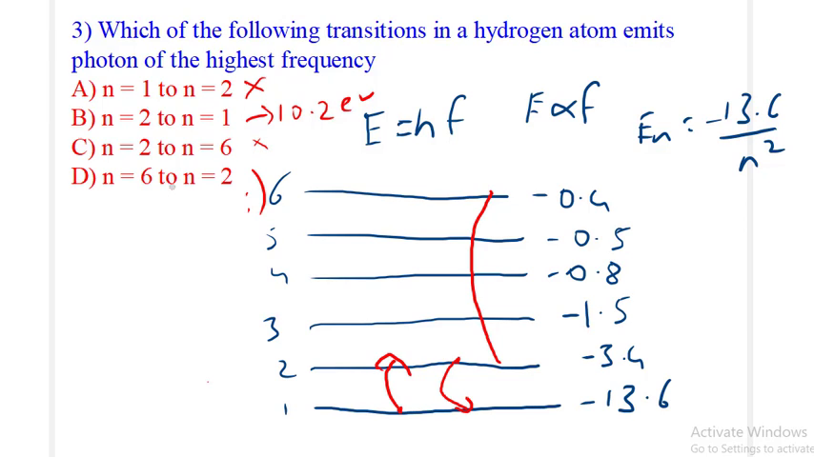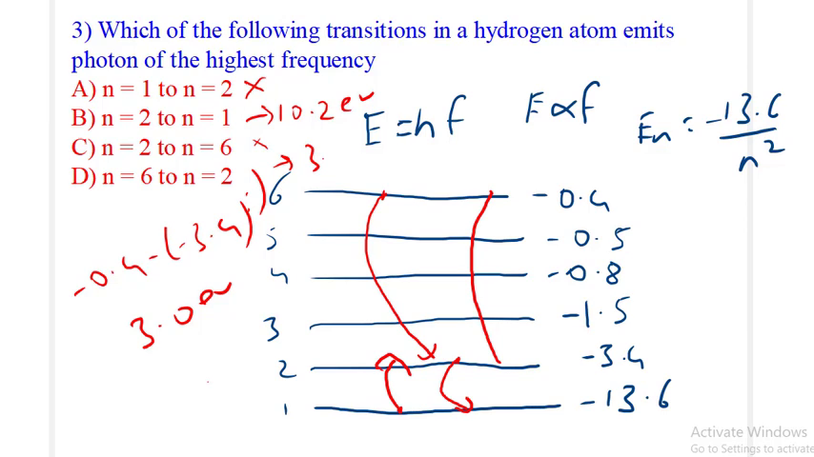And it jumps from 6 to 2. 6 is this one, it jumps from 6 to 2, so the difference in energy is, what is the difference? Minus 0.4 minus of minus 3.4, which comes out to be 3 electron volt. So here we have 3.4.